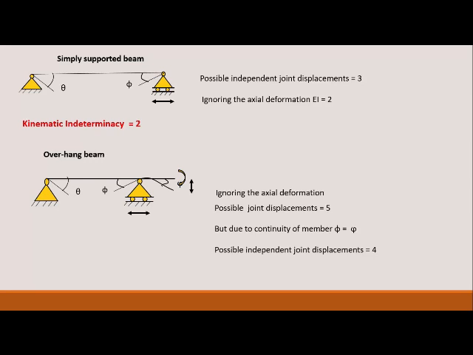Now here we will see the rotation at the free end and the displacement at the free end are not associated with any force. They will not generate any bending moment or shear force in the free end. So they may also be ignored. Now the kinematic indeterminacy of this overhang beam comes down to 2. Let us go to the next problem.